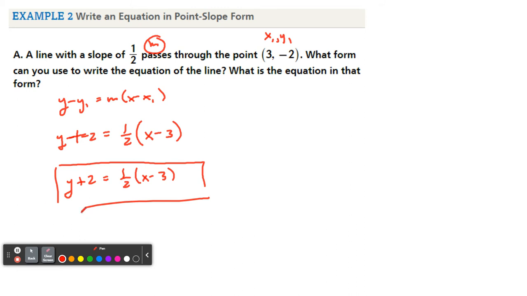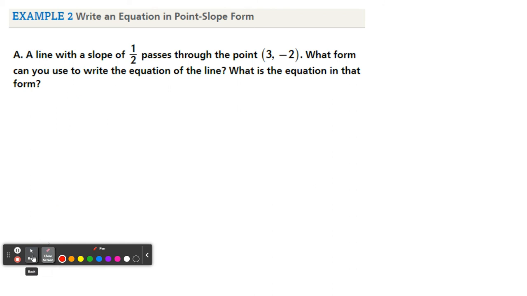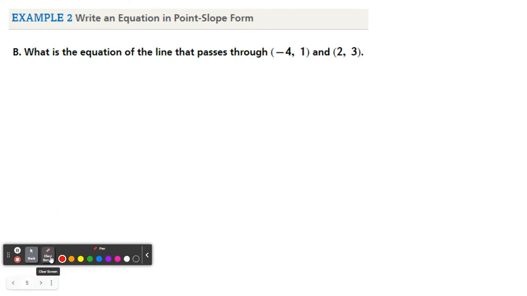Okay, so let's attack another problem similar to this. Okay, next it says, what is the equation of a line that passes through -4, 1, and 2, 3? So again, I am given 2 points here, none of which are the y-intercept. So that's why it says point-slope form. Now, we have one extra step here. They did not give us the slope, but they give us 2 points. Let's call this point x1, y1, call this one x2, y2. We can now use the slope formula to find the slope.